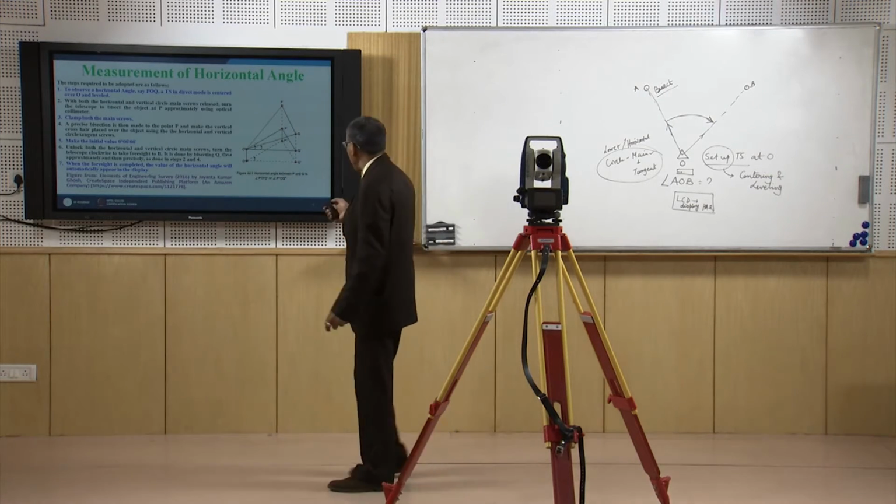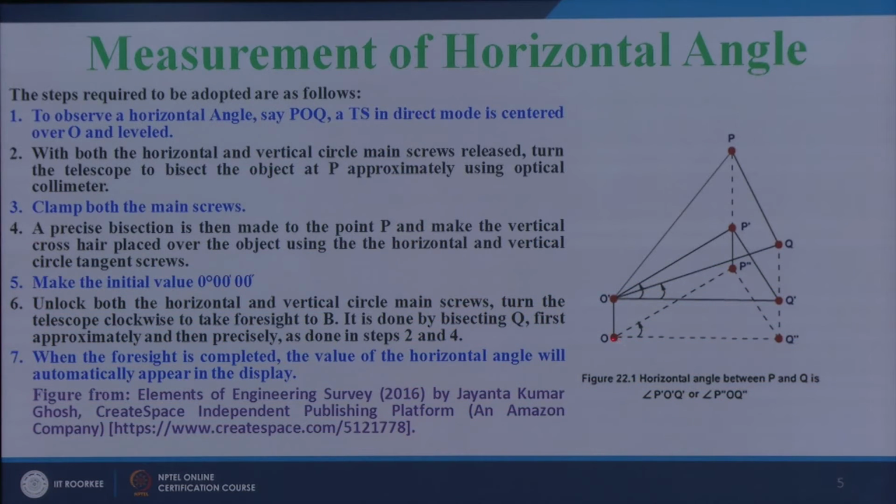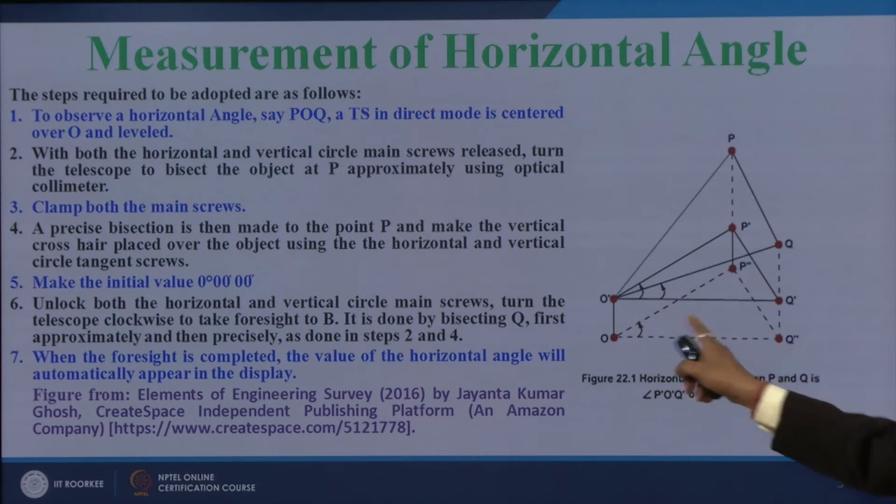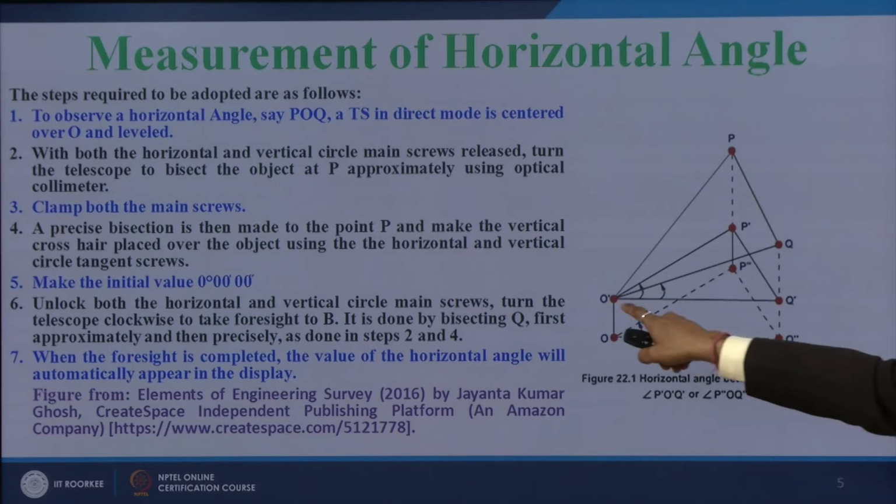So in this figure you see this is the station O, and we have placed our instrument. This is the location of the telescope, and first we have to bisect the object P. We have to make the horizontal circle reading 0, then we have to bisect the object Q, and then we will get the horizontal angle, and the horizontal angle will be in a horizontal plane. So the horizontal angle POQ will be P dash O dash Q dash or P double dash O Q dash. That will be the horizontal angle between the object P and Q with station O.